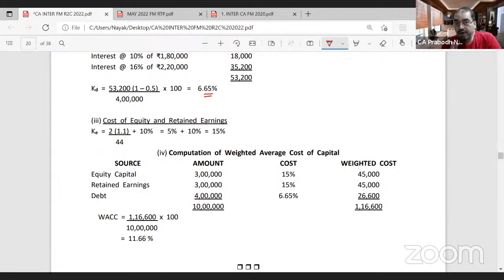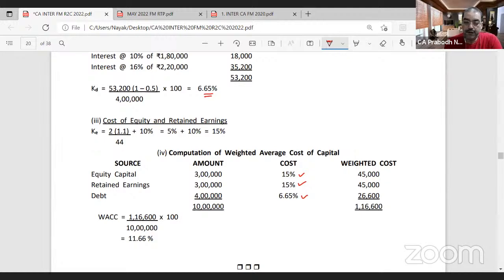If they have given me the personal rate of tax, which they have done in some problems, or the brokerage, then I will take cost of equity into 1 minus the personal rate of tax into 1 minus the brokerage. Since in this problem they have not mentioned anything, I just assume that cost of equity and cost of retained earnings are the same. So 15% will come in both the cases. And then your debt that you have calculated, 6.65%.